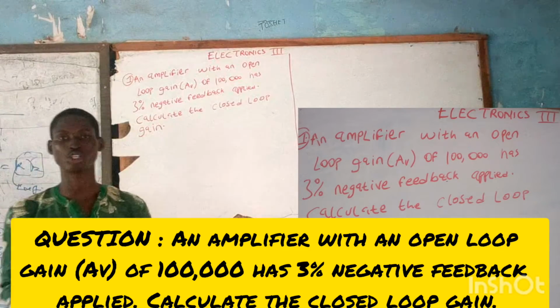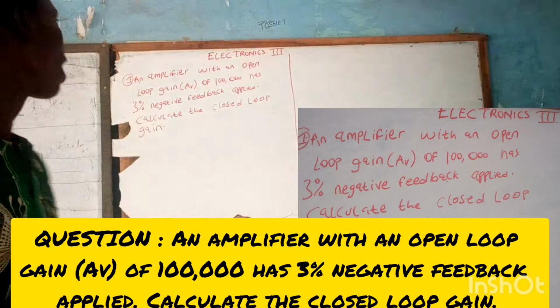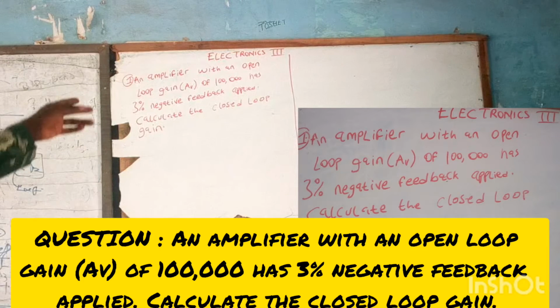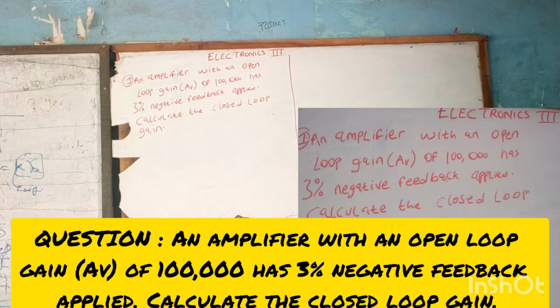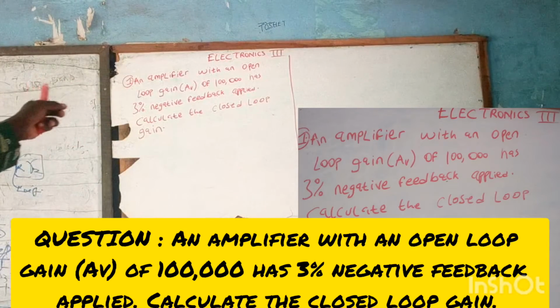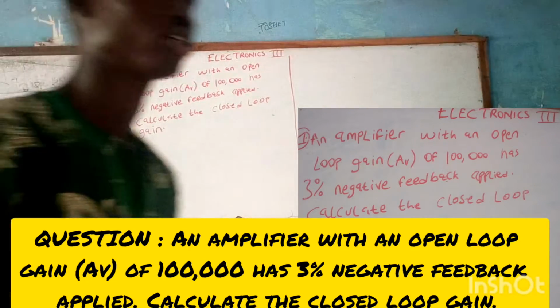Solving past question. An amplifier with an open loop gain of 100,000 has 3% negative feedback applied. Calculate the closed loop gain.